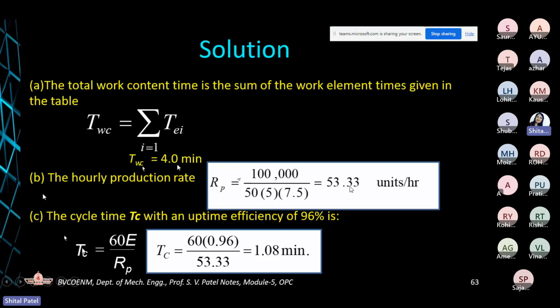Next is the cycle time. So this is the equation of cycle time. If efficiency is given to you and your production rate is in terms of hours, then we need to convert it in terms of minutes. So here 60 is multiplied for the conversion of hours into minutes, multiplied by the efficiency given, divided by the production rate. So you'll be getting your cycle time as 1.08 minutes.